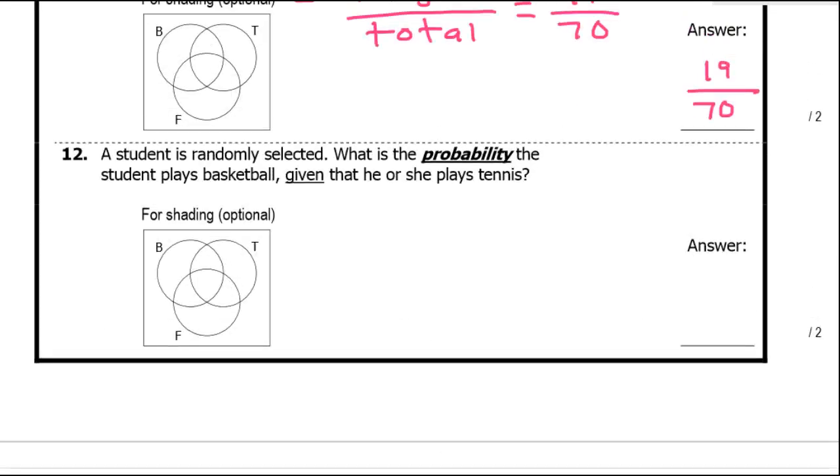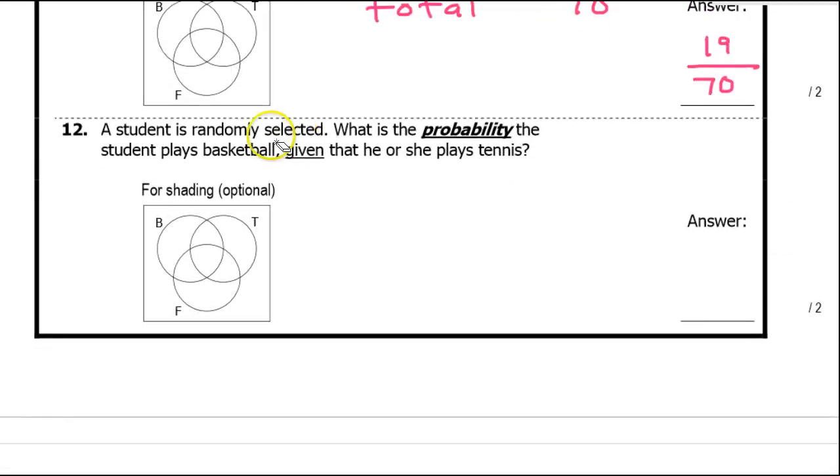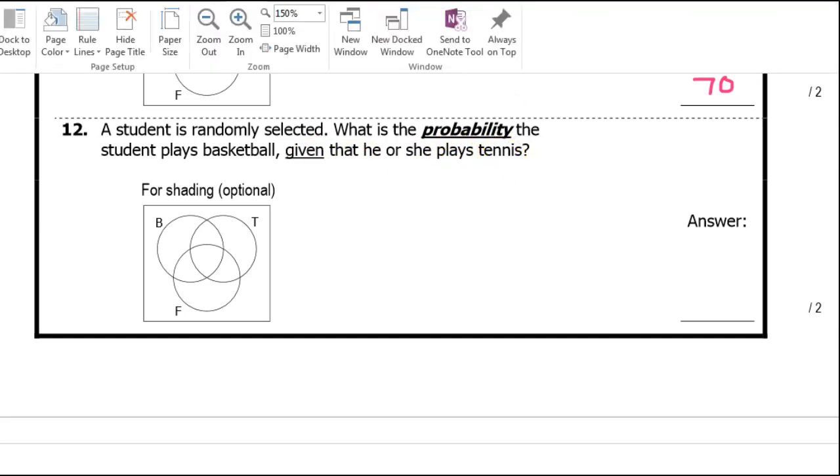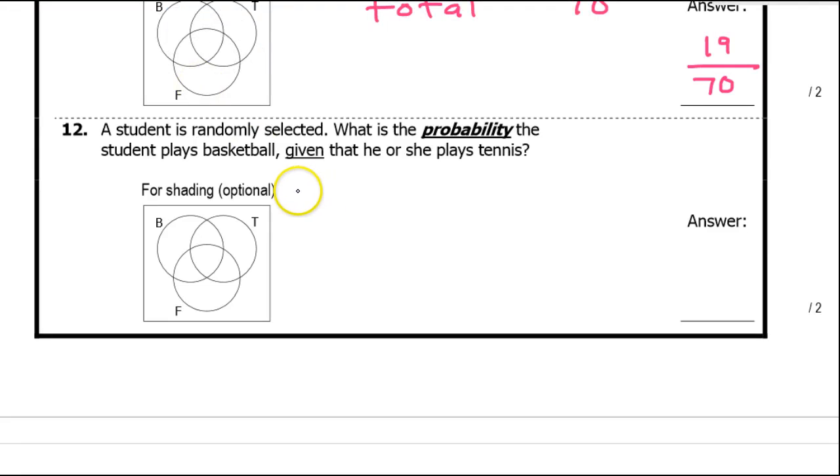And now the next problem. Problem number 12. A student is randomly selected. What is the probability that a student plays basketball given that he or she plays tennis? Okay, this is a given question. That makes me want to write this down. They're asking us for the probability that the student plays basketball given that he or she plays tennis.